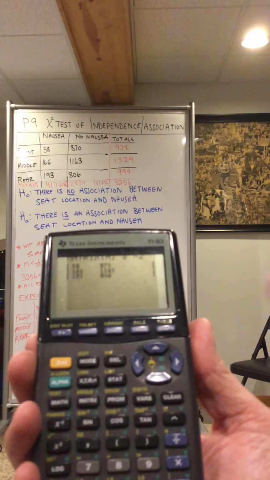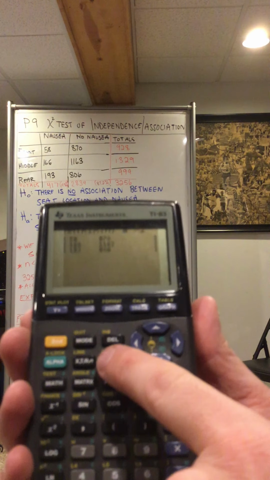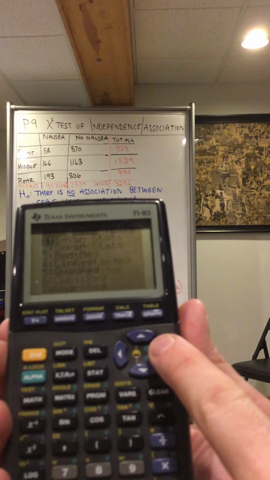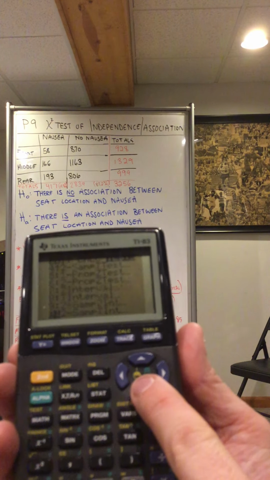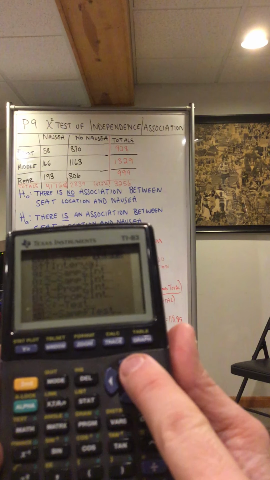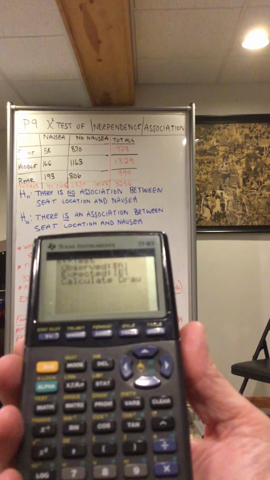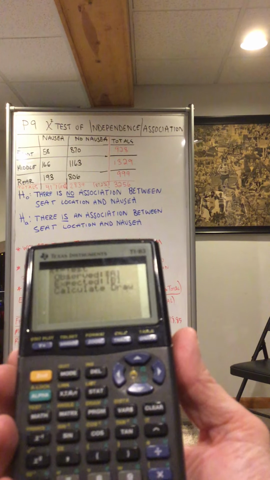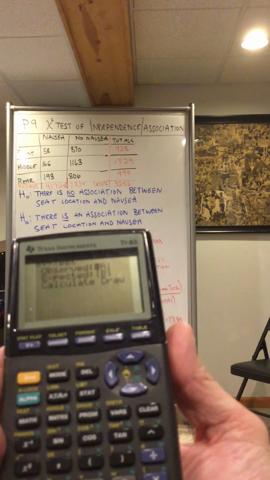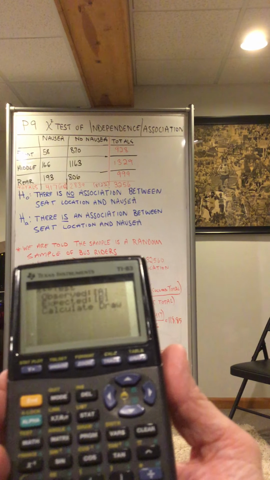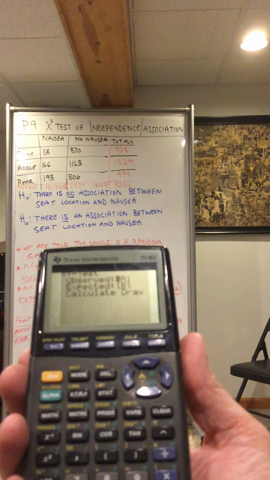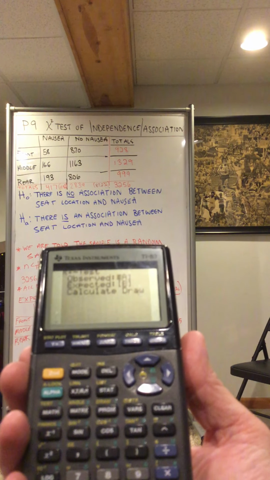After you type in the observed counts, that's all you need to type in is the observed counts into the matrix. Then you're going to go to the stat menu, and you're going to go over to tests and down to the chi-square test, and you're going to run it. And you're going to get this menu here, and it says observed, expected, calculate. Now that first line where it says observed, that's basically saying where did you put the observed counts?